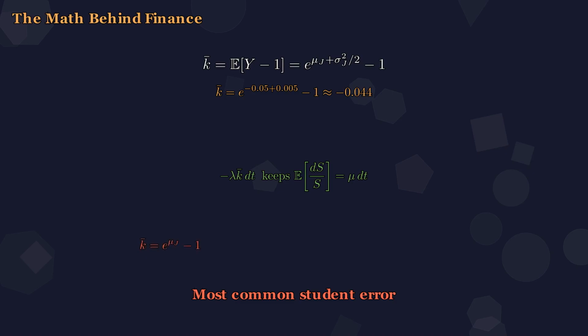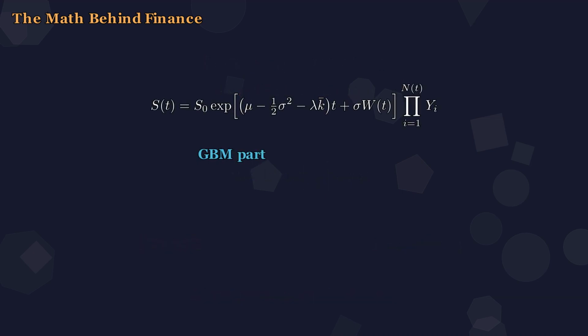And here is the trap. The most common mistake in jump diffusion is forgetting the sigma J squared over 2 inside the exponential. That is the Jensen's inequality correction, the same kind of correction that gives us the Ito term in geometric Brownian motion. The closed-form solution is surprisingly elegant.